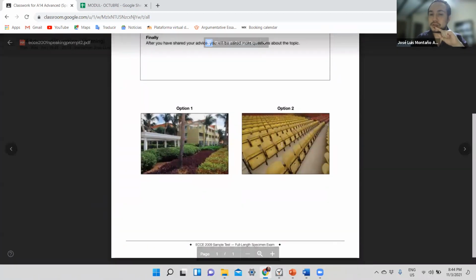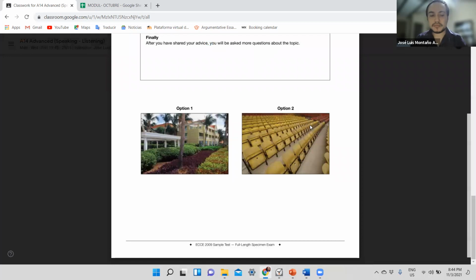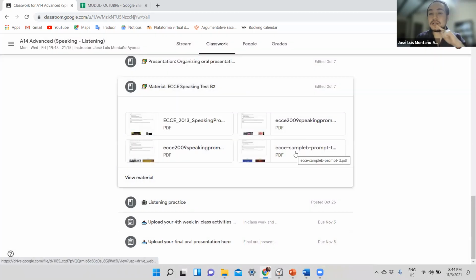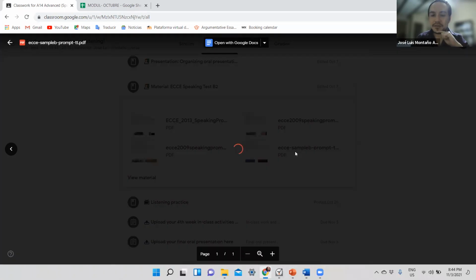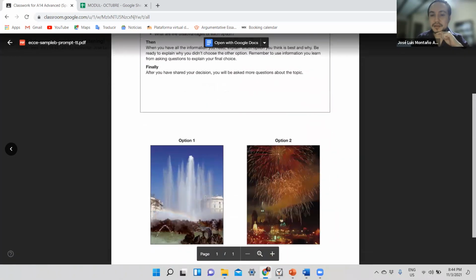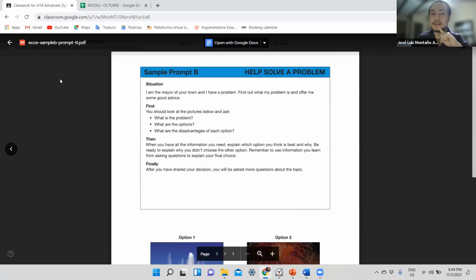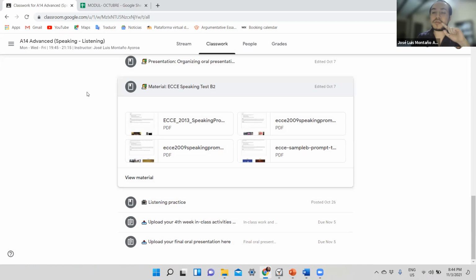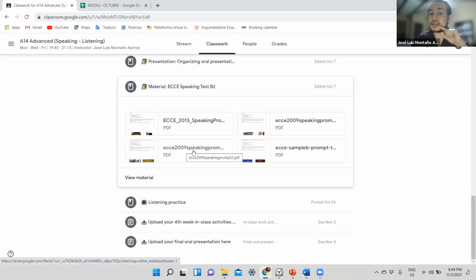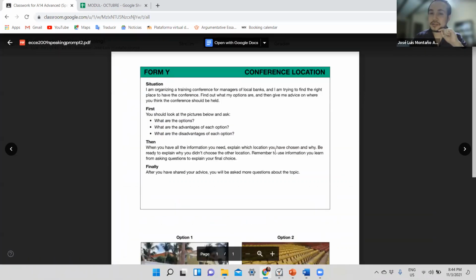That's the two options that you have over there. That's one. And the other one is ECC sample B, which is this one over here. And those are the pictures. All right, so please go there and have those opened, at least the first one, which is going to be ECC 2009, and this is prompt number 2. All right, because we already worked with the first one. Please open that one actually, and let's read this together.